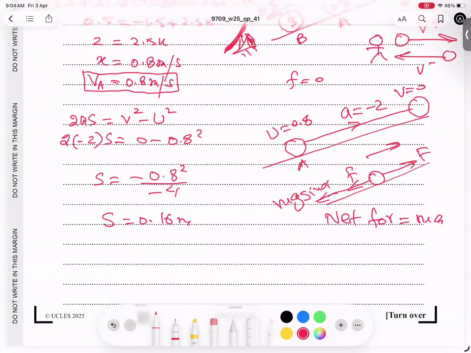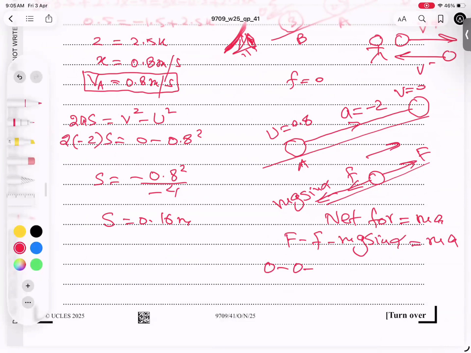Because motion is upward, I'll start from here. Capital F minus small f minus mg sin theta is equal to ma. Because the applied force is gone, it is moving due to inertia. There is no friction, so this is 0.